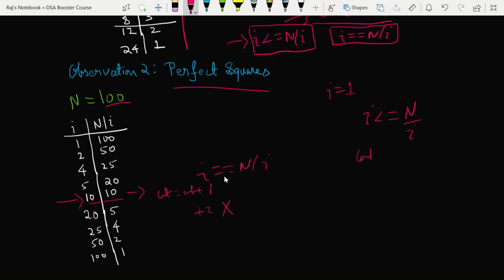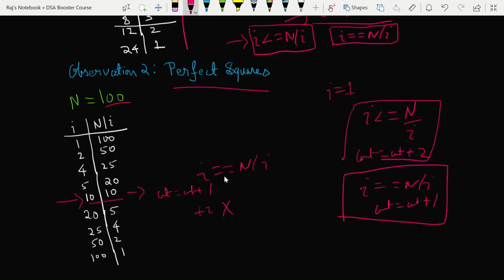Also, now we will increment our count by 2 instead of incrementing it by 1, as we saw that the factors come in pairs. Also, we need to take care of the case when my i is equal to n by i. In this case, I will increment my count only and only by 1 and not by 2. So this is the second observation and this is the first observation that we made. So now let's look at the pseudocode for this better solution.